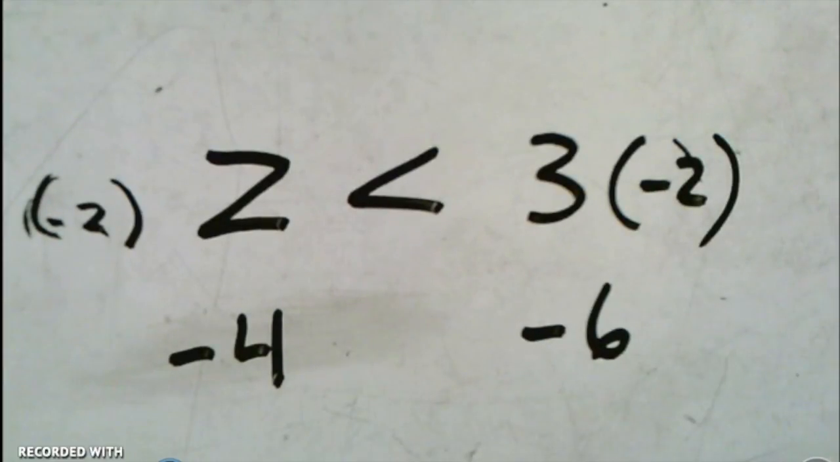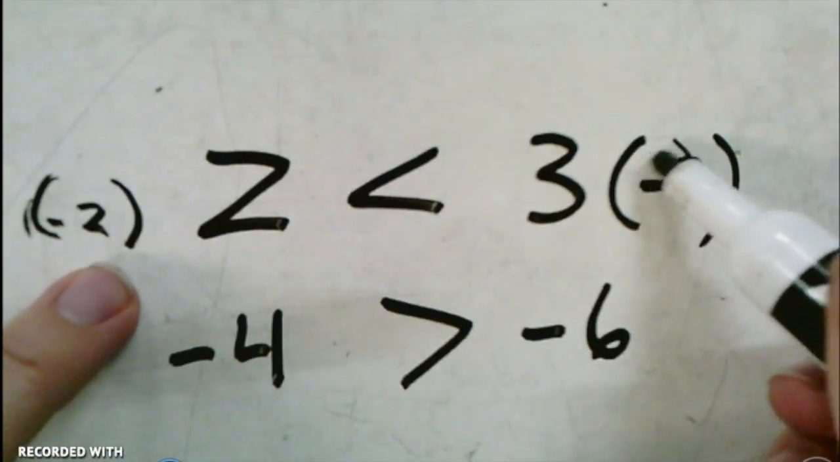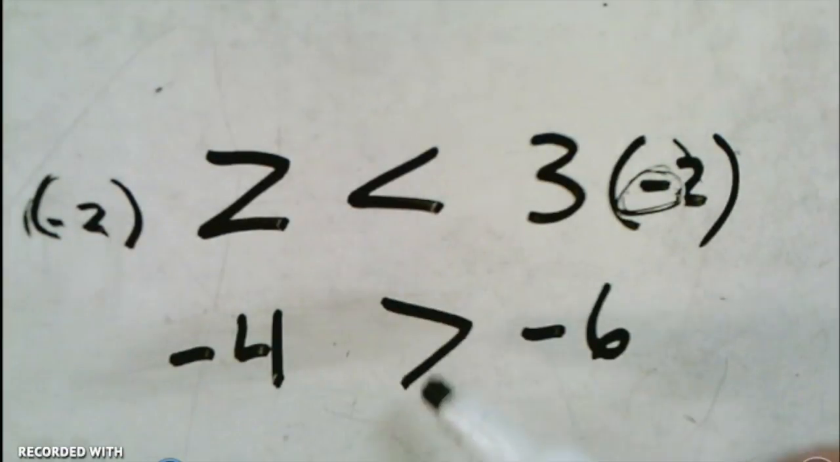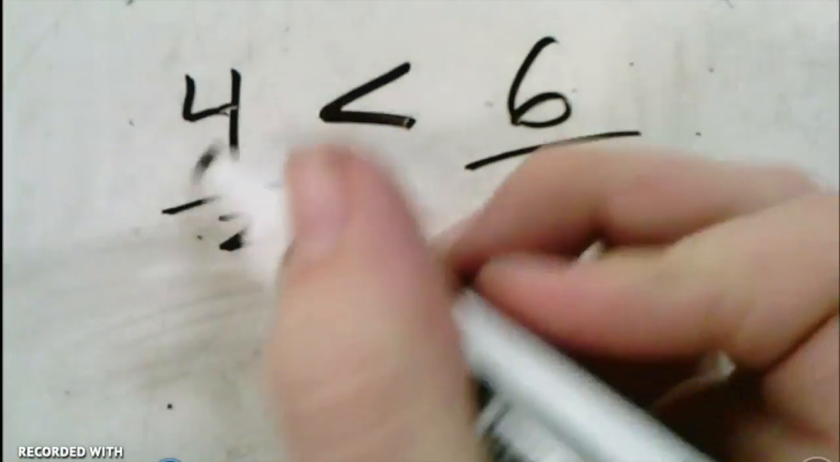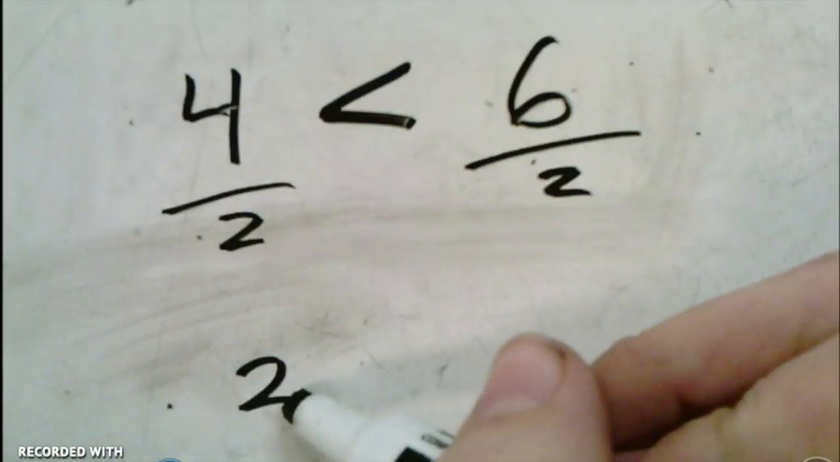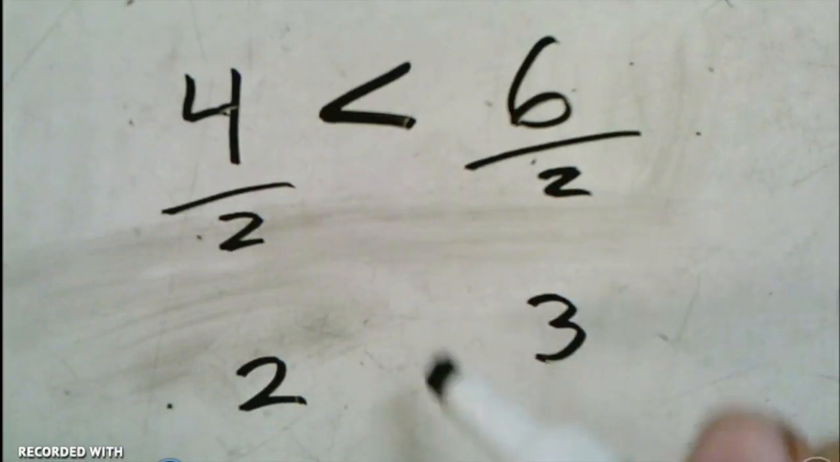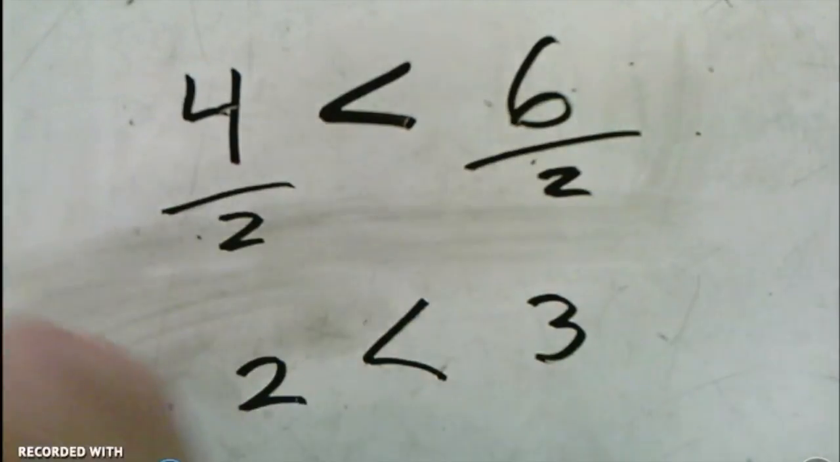So which of these numbers is smaller? The negative 6 is, right? So if I'm multiplying both sides by a negative number, it's going to change which one's smaller. That's why the sign has to flip. Okay, what about if I divide them? 4 divided by 2 is 2. 6 divided by 2 is 3. Which one's smaller? Still the 2. So dividing by a positive number doesn't make a difference.